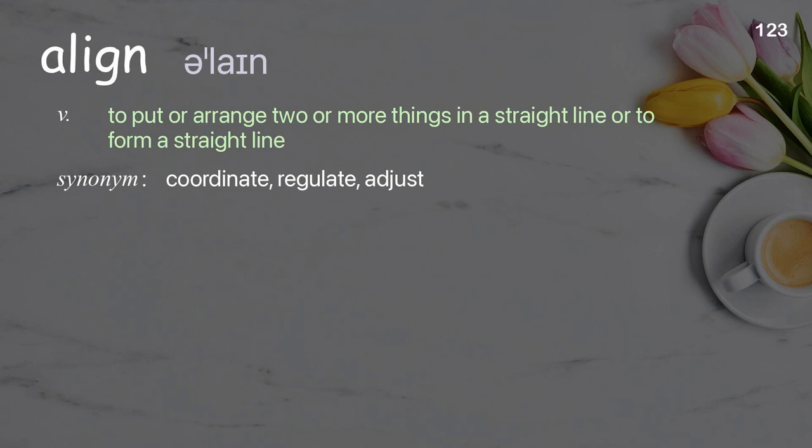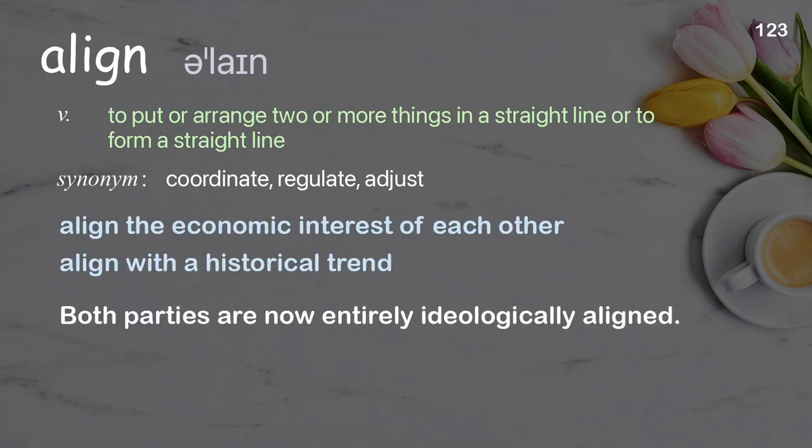Align. To put or arrange two or more things in a straight line or to form a straight line. Examples: align the economic interest of each other, align with a historical trend. Both parties are now entirely ideologically aligned.